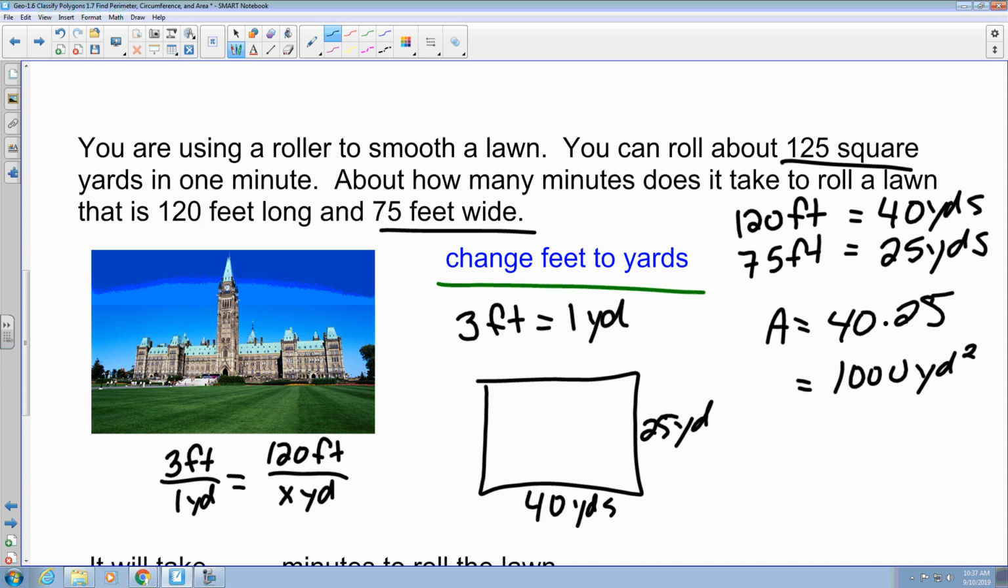And to figure out how many minutes, you're going to divide that by 25 square yards in 1 minute. So if I divide 1,000 by 25, it's going to take 40 minutes to roll this lawn.